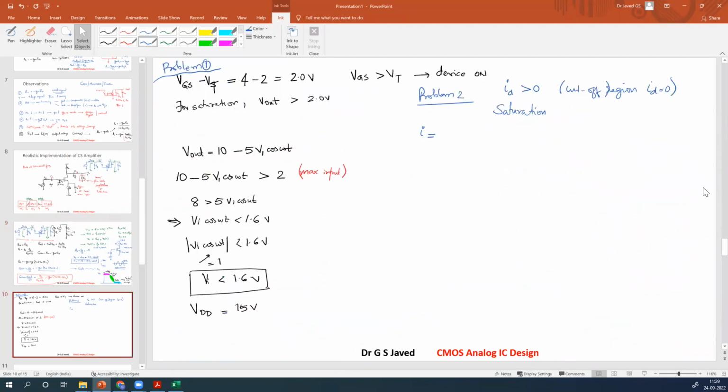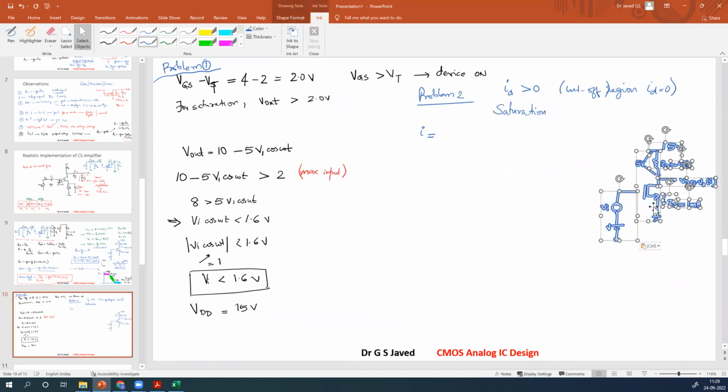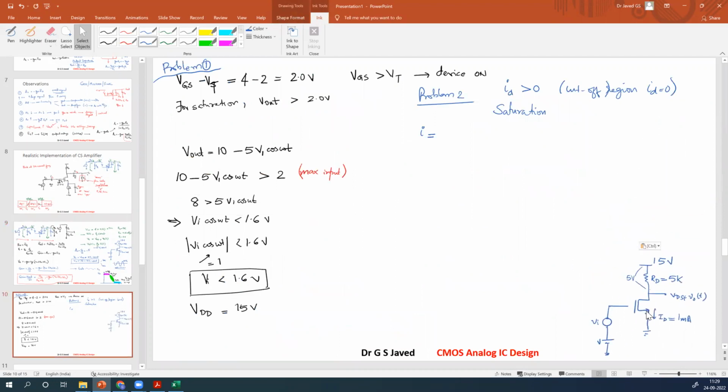Just so that you understand why the calculation is happening there, we will use this for reference, right? So what is the current I that is flowing here? This ID is defined by Ohm's law as 15 volt minus V out, divided by 5K. Correct? Now this is going to be ID.